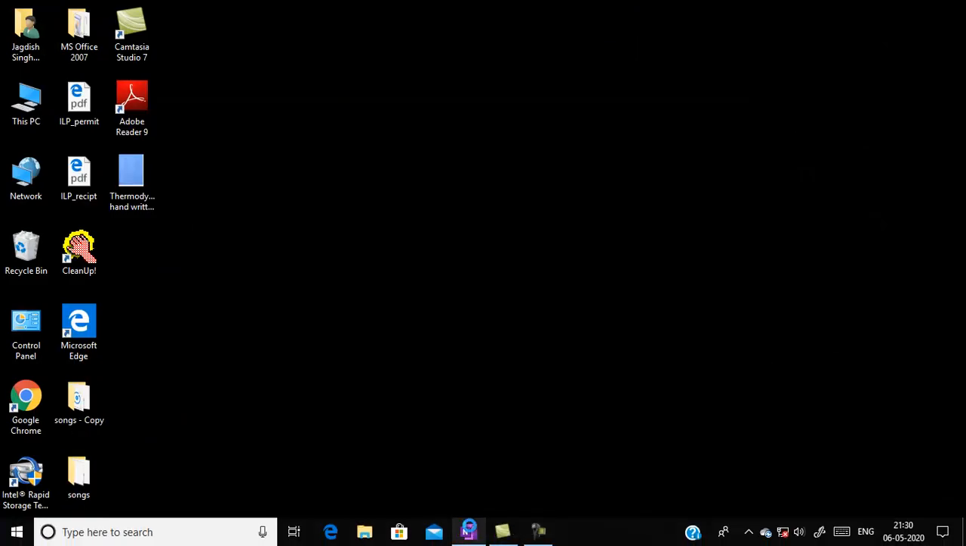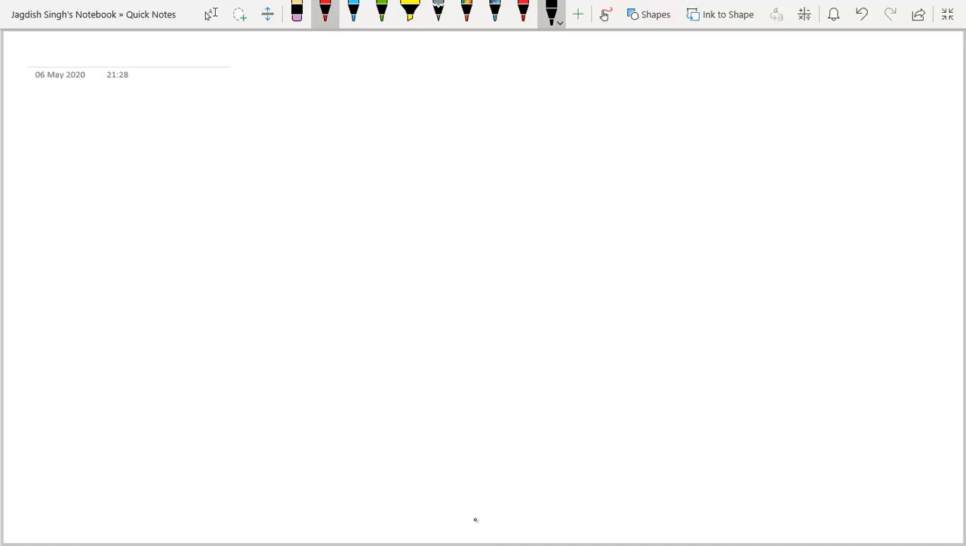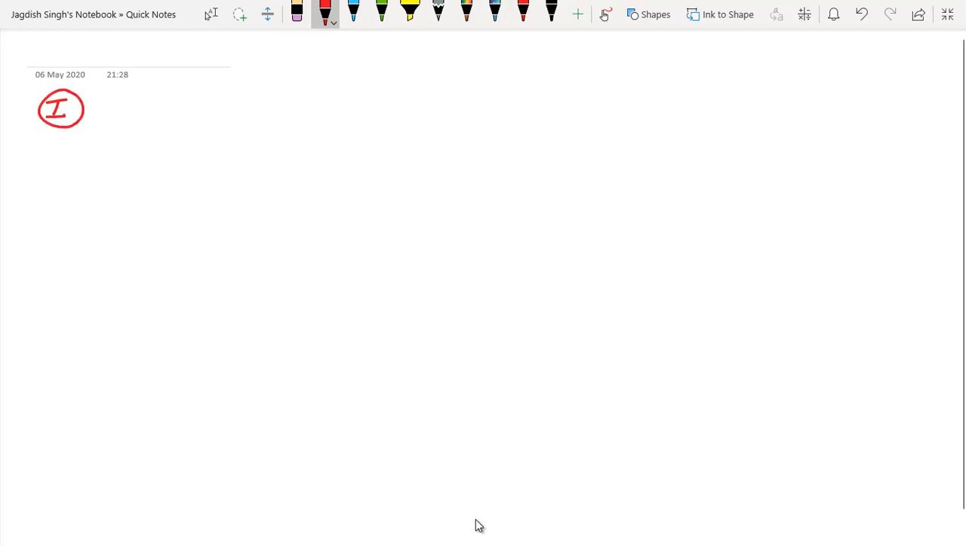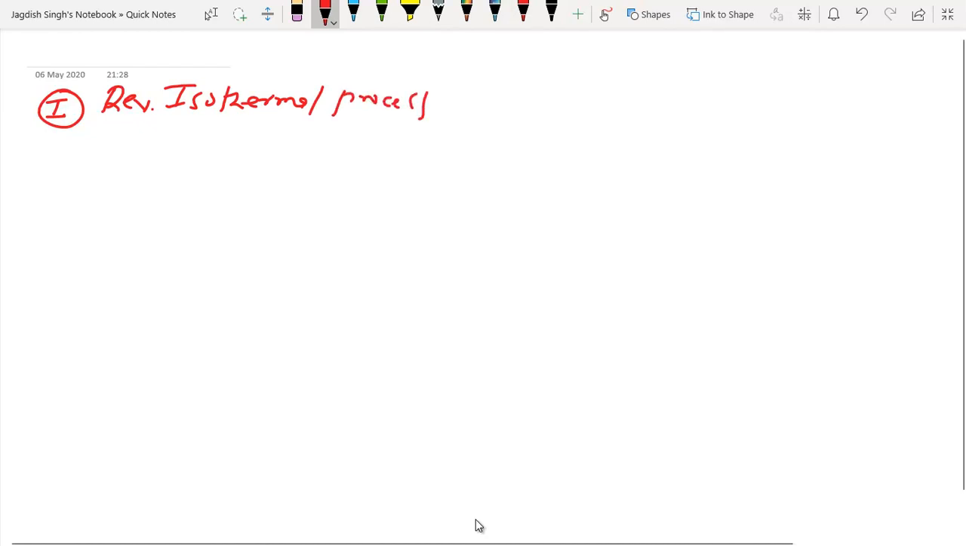In this session, we'll discuss entropy calculation in different processes. We have already explained the entropy calculation in reversible isometric process and reversible isothermal process. So in this slide, we'll first discuss the entropy calculation for the reversible isothermal process.